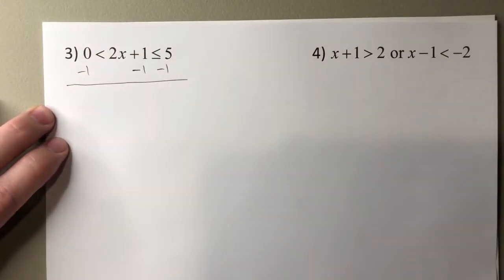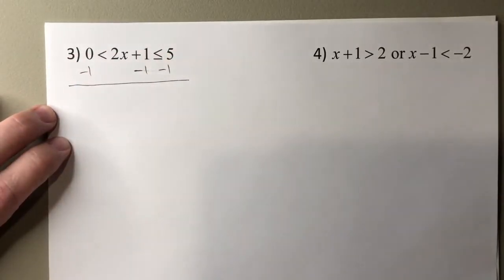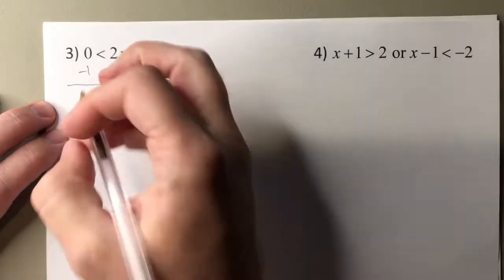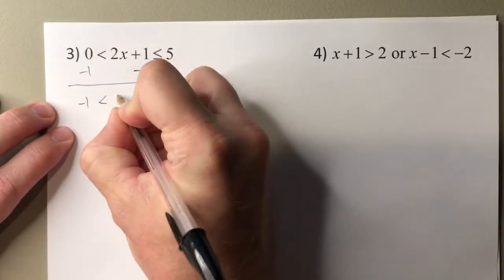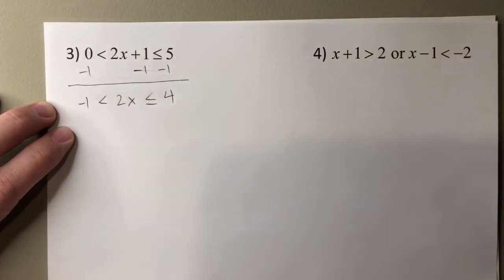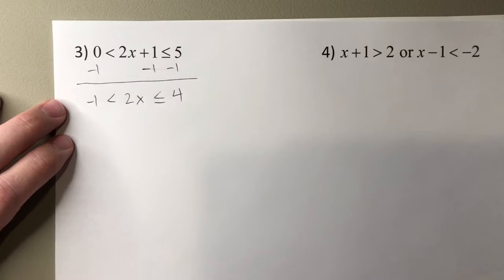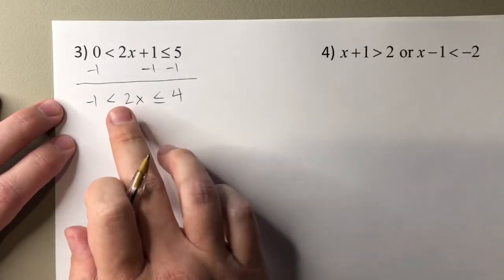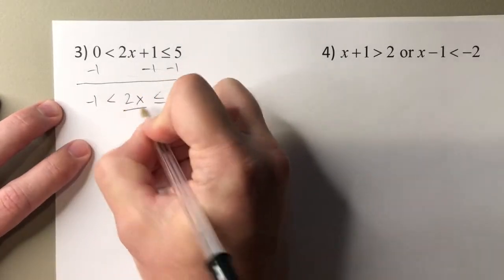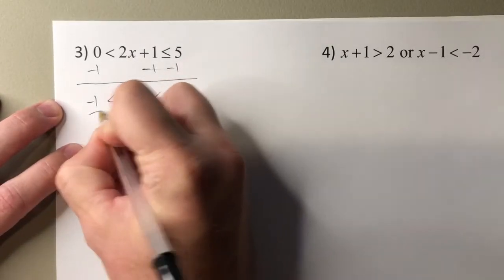So the way I'm doing this is just keeping it like it is. I'm going to work from the inside to the outside, and I'm going to have to do 3 things every step. So I get negative 1 is less than 2x, which is less than or equal to 4. At this point, we still have a 2 times the x in the middle. We got to get rid of the 2 by dividing both sides by 2.